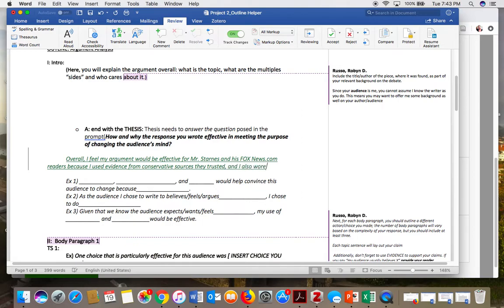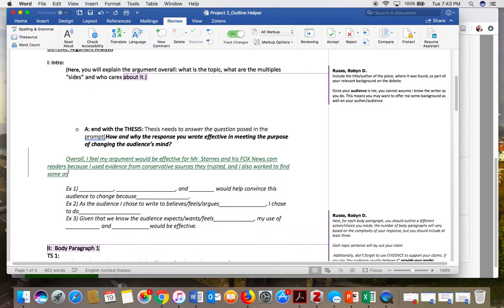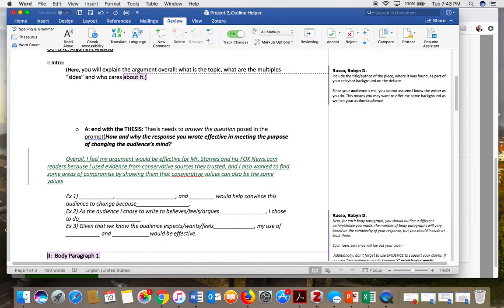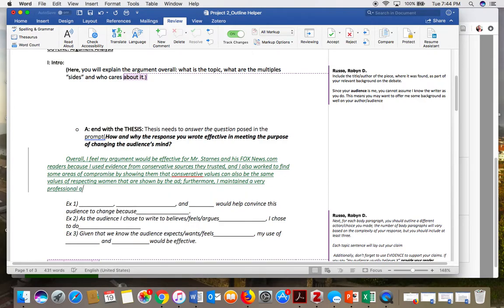and I also worked to find some areas of compromise by showing them that conservative values can also be the same values of respecting women that are shown by the ad. Furthermore, a very professional and conciliatory tone. Okay?